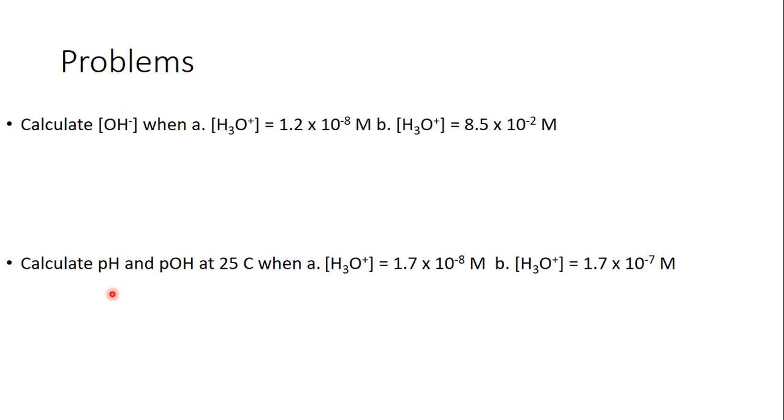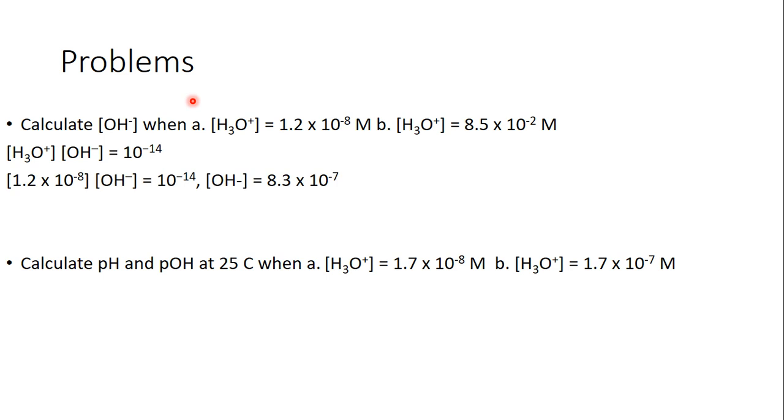So let's actually walk through some problems like this. So let's say I want to find OH minus when H3O plus are these concentrations. How do I do that? Well, I use my expression H3O plus multiplied by OH minus equals 10 to the minus 14. I plug in my known. I just solve for OH in both cases.